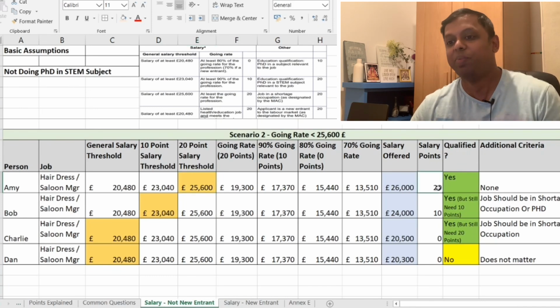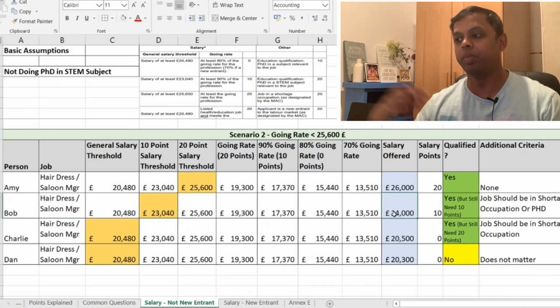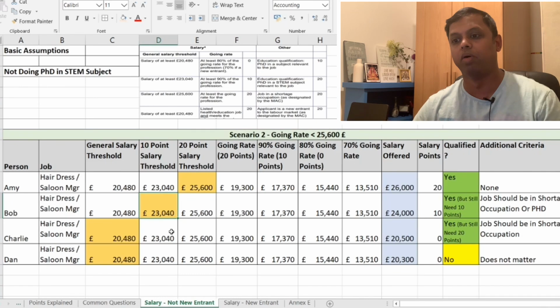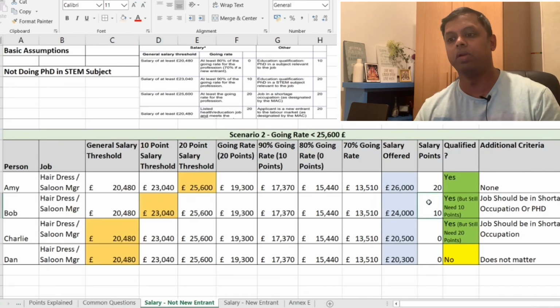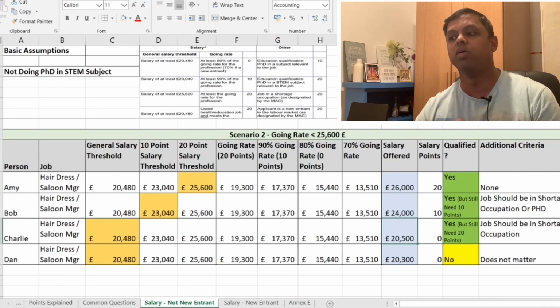I mean, you could do a PhD relevant to hairdressing, but that's just an example that I've given. Or your job should be listed in a shortage occupation list. Either way, you need 10 points. If your salary is 20,500, like 20 pounds higher than your general salary threshold of 20,480, for example, then you are still eligible. You have the salary threshold eligibility, but you still need 20 points now because you get 0 points for that 10-point salary threshold.